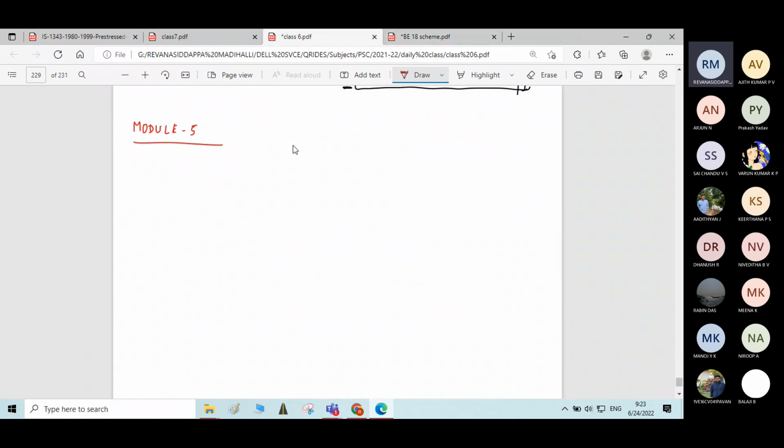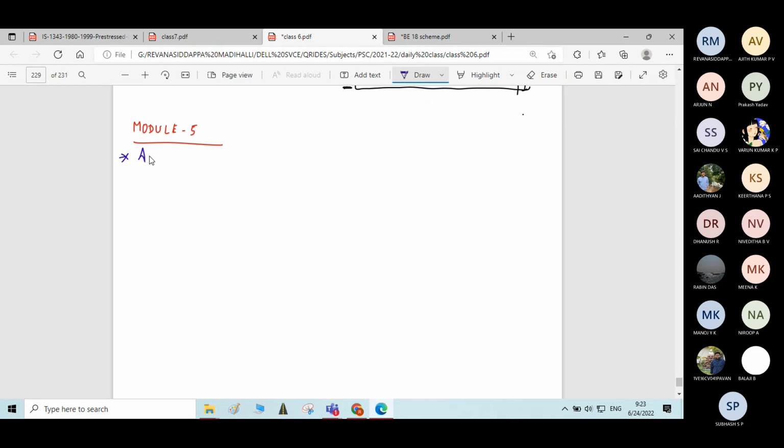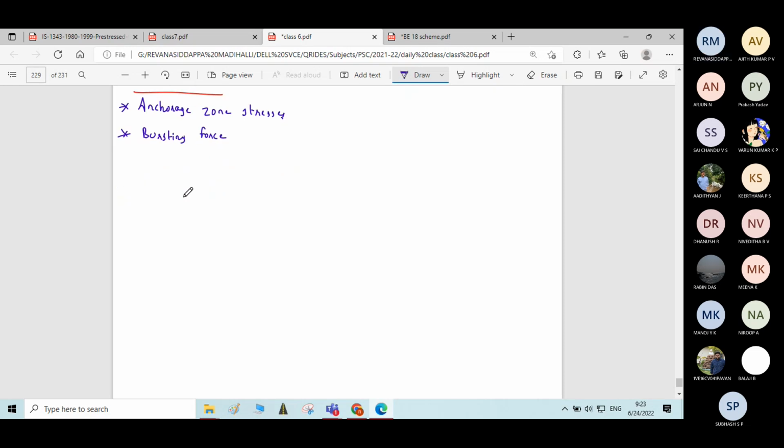So before understanding the meaning of end block, you need to understand a few basic things: anchorage zone stresses. Then you need to understand the bursting force. I'll be discussing the bursting force in detail in this class. Then you need to remember a few formulae for designing the end block. I'll explain the meaning of end block.